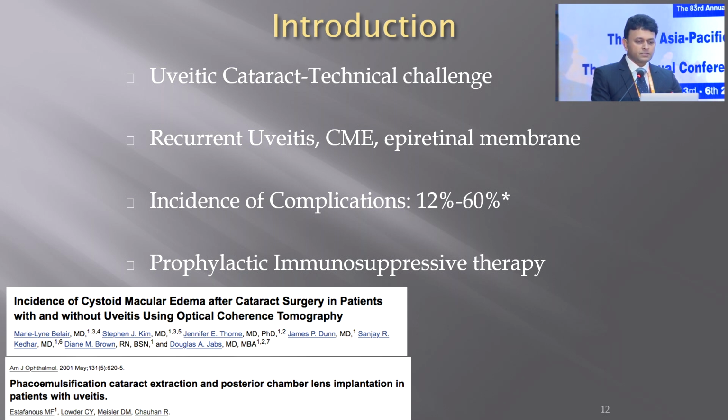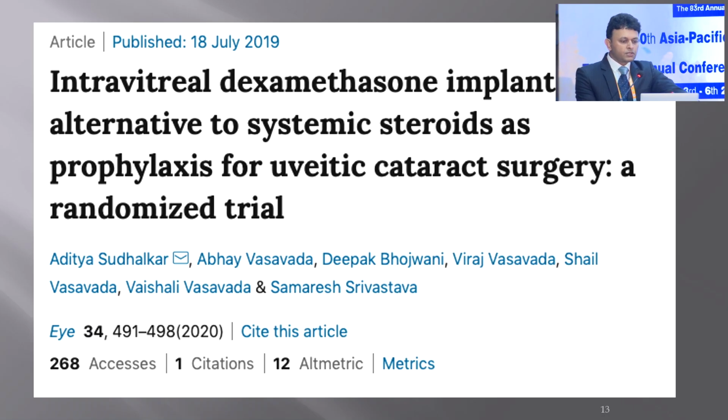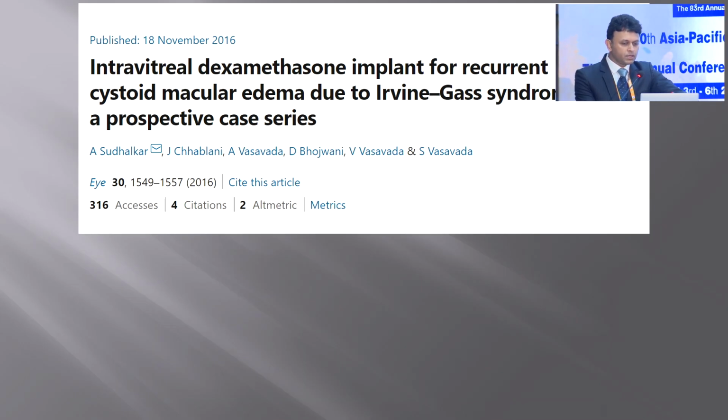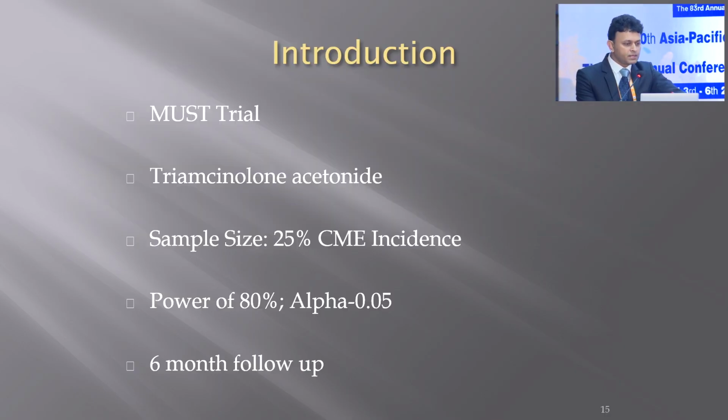We have recurrence, persistent, or new onset cystoid macular edema, epiretinal membrane formation. The incidence of complications varies between 12 to 60%, and prophylactic immunosuppressive therapy is now the standard of care. So I would just like to cite our own study and discuss in some detail the entire proceedings. So this is a couple of articles related to uveitic cataract or post-cataract complications such as the Irvine-Gass syndrome, or what is popularly known as pseudophakic CME.